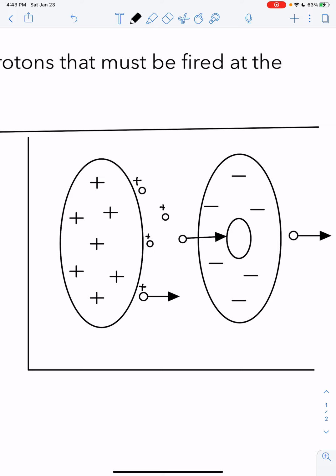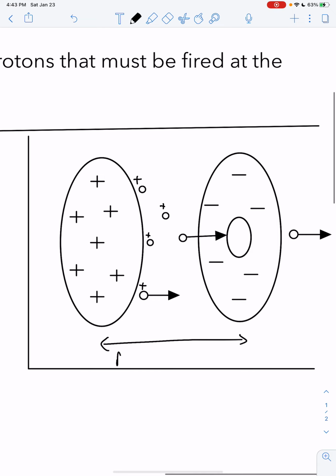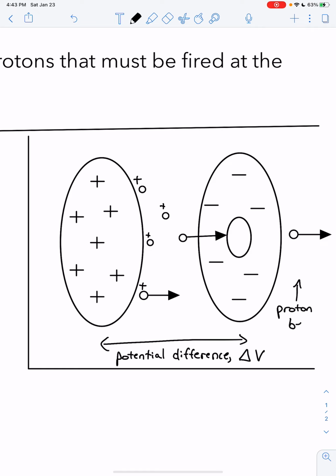And so we've got this potential difference here, or delta V, and that's producing our proton beam. Okay, so that's the premise here of what we're doing.